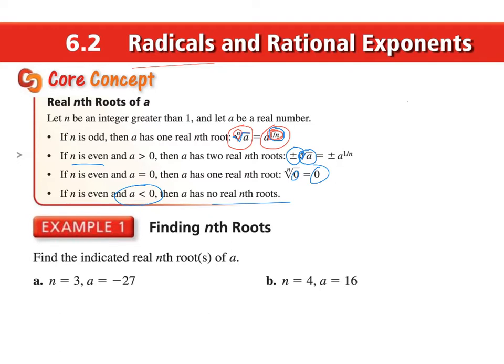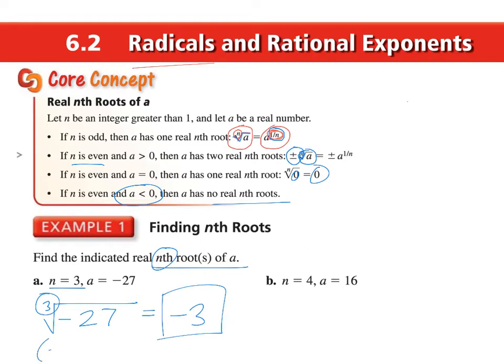Find the indicated real nth root of a. They tell you this information here. We have negative 27, and they're telling you the nth root. What's n in this case? 3. So it's the third root. There's my radical, and my root is 3. When you set it up this way, all you need to ask yourself is what times itself is negative 27. In other words, what can you multiply by itself 3 times to end up with negative 27? That would be negative 3.